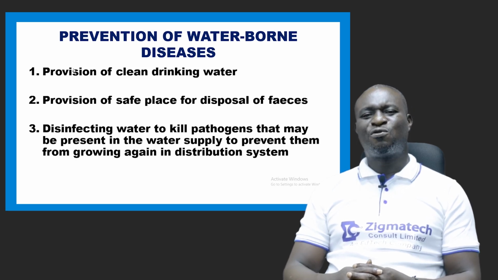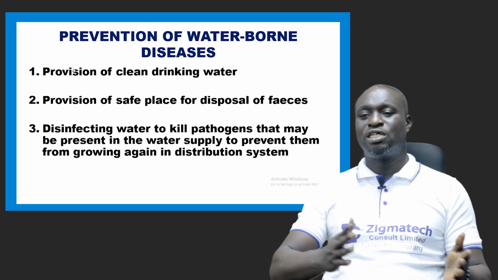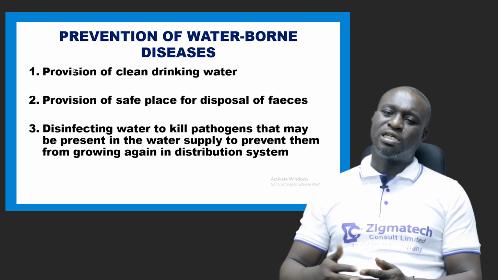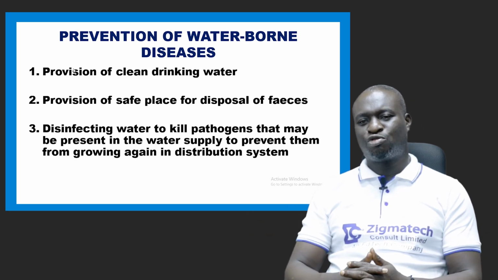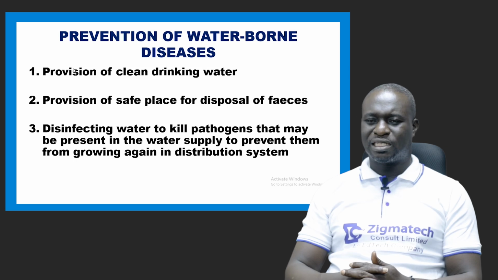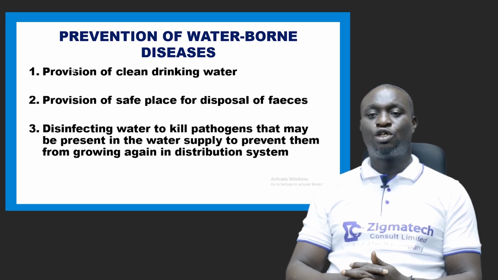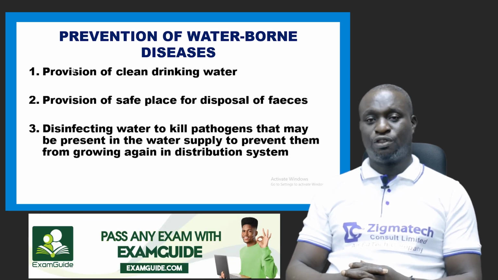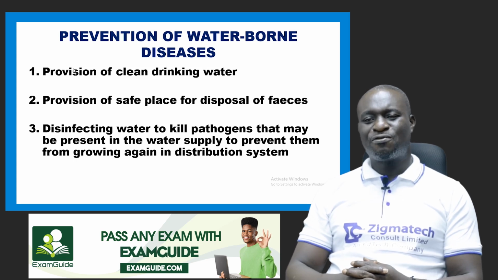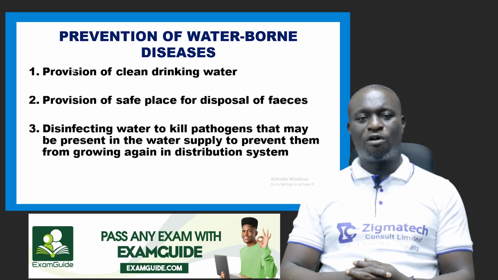Now, when most of these feces are dumped on landfills, and probably the rain starts coming, most of these things are washed into water bodies, and these water bodies can then be used by several industries in producing water and all the others. And if the water is not properly treated, there can also be a transmission, an outbreak of waterborne diseases. So, provision of safe places for the disposal of feces.